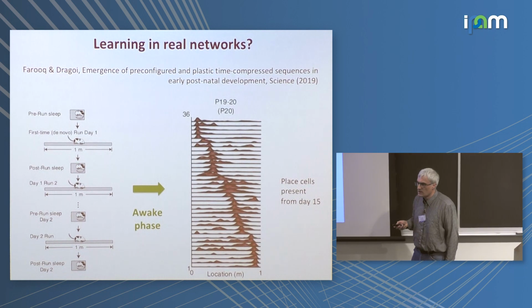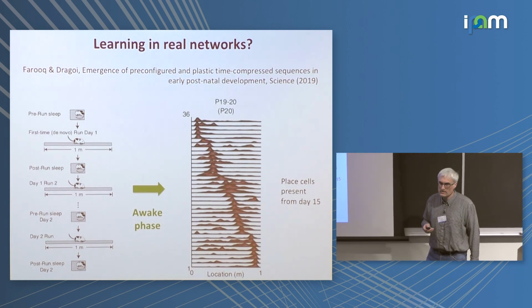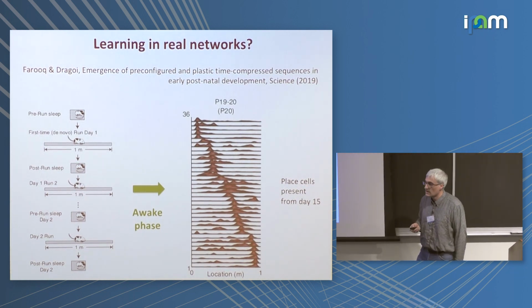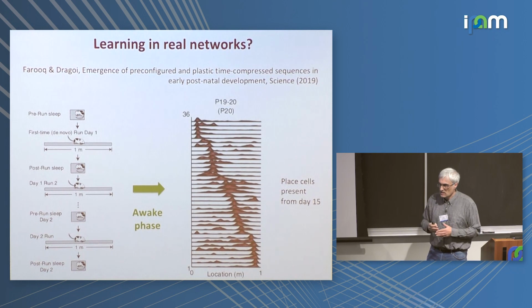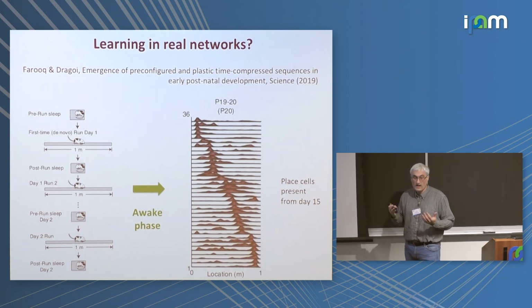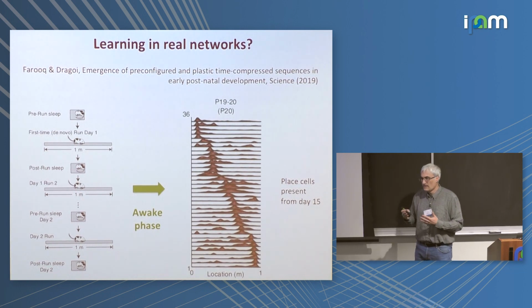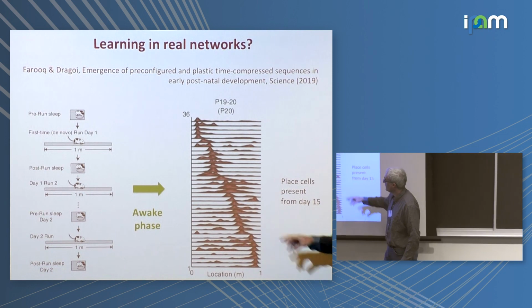So what these people have done is that they looked at rats between day 13, 14, and day 24. And they can actually record the activity in the hippocampus during 10 days. And day 13, 14 is about the day where the animal opens its eyes for the first time. And as soon as that happens, you can see place cells. And how does that work?